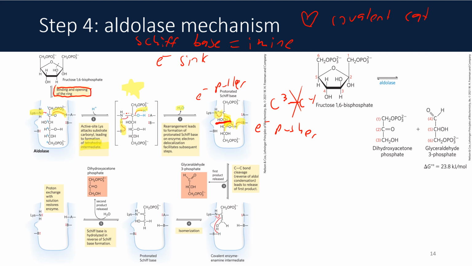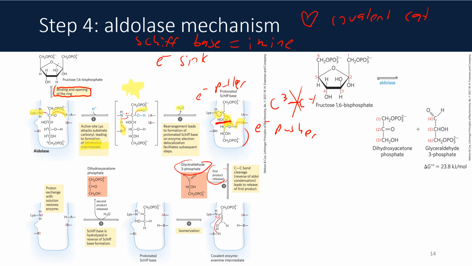This entire bottom portion, by the way, is G3P, glyceraldehyde 3-phosphate. It's not attached to anything, so it's free to leave. That is the first product that gets released through the aldolase mechanism. From this point on, it's all downhill from here.